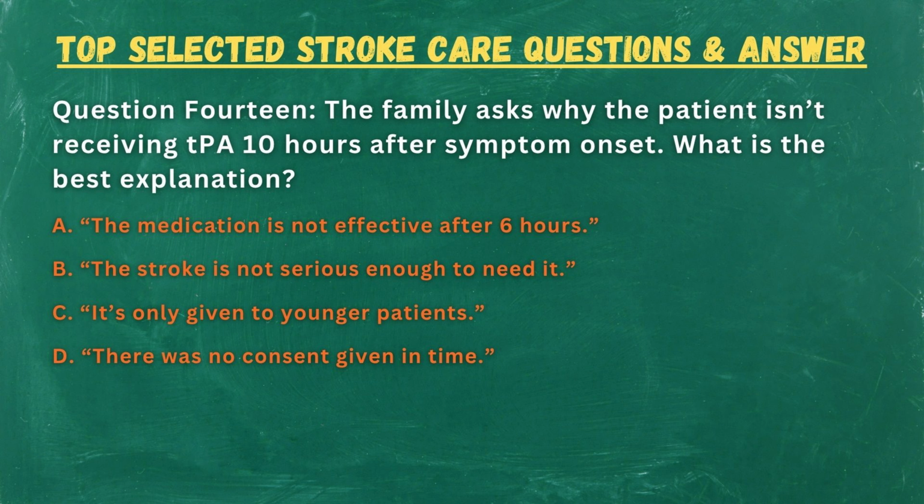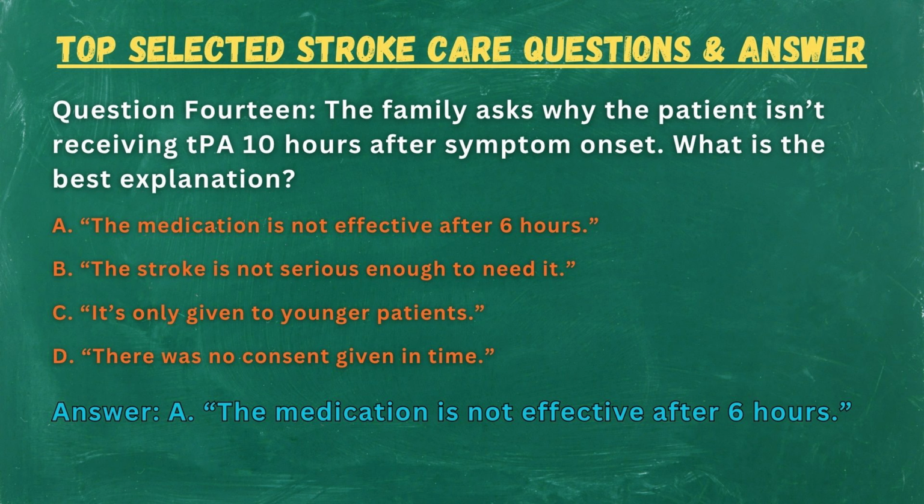Question 14. The family asks why the patient isn't receiving TPA 10 hours after symptom onset. What is the best explanation? A. The medication is not effective after 6 hours. B. The stroke is not serious enough to need it. C. It's only given to younger patients. D. There was no consent given in time.